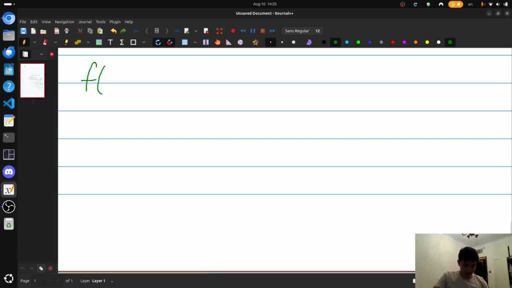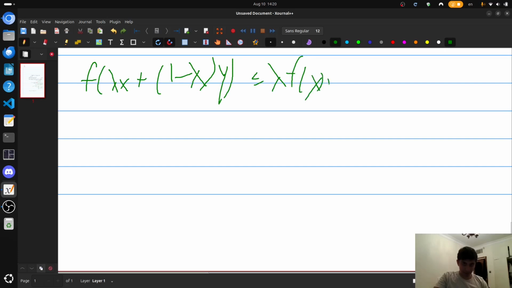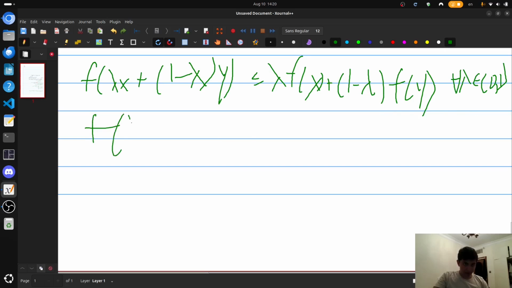f of lambda x plus 1 minus lambda y is less than or equal to lambda f of x plus 1 minus lambda f of y, for all lambda in 0 to 1. And we're going to get f of lambda x plus 1 minus lambda z.